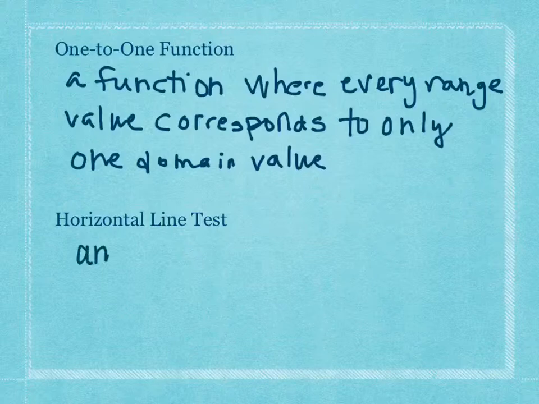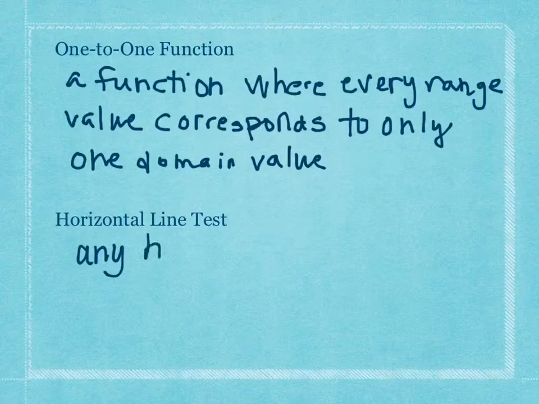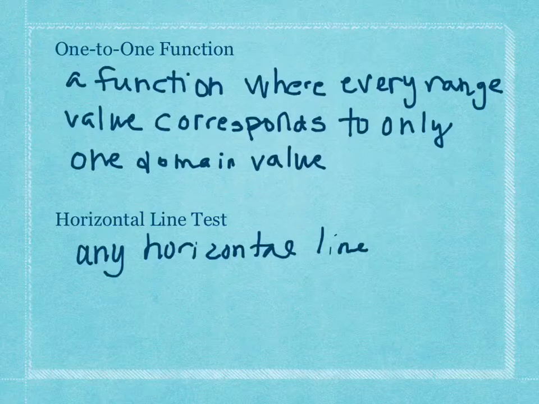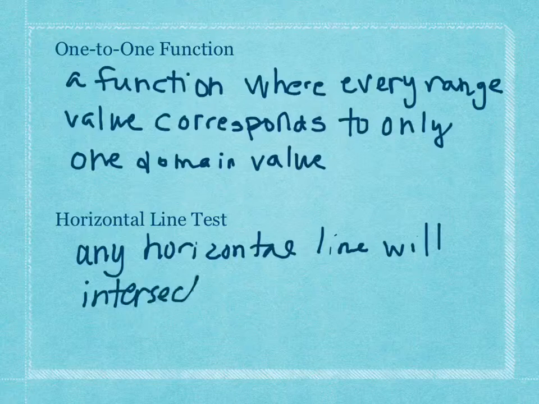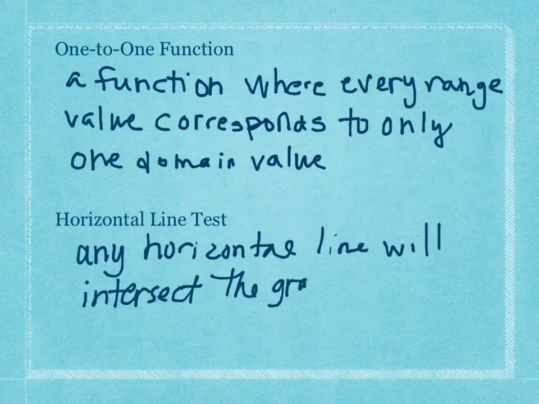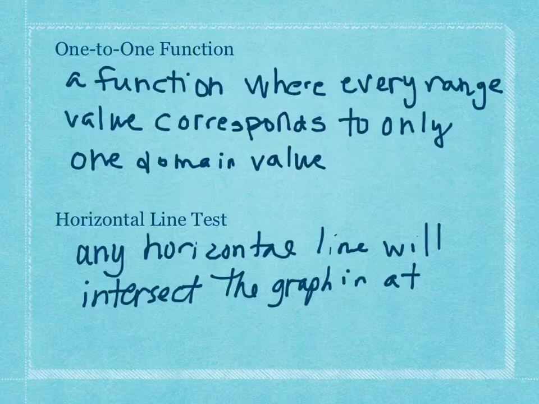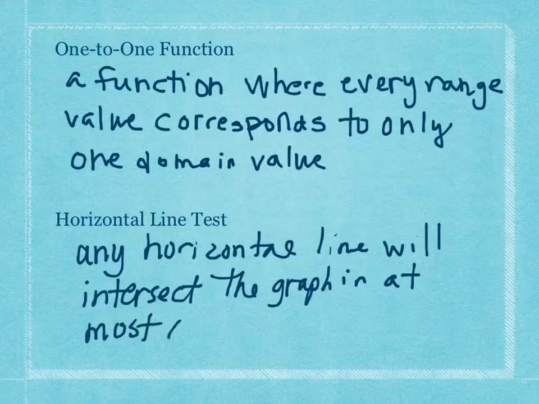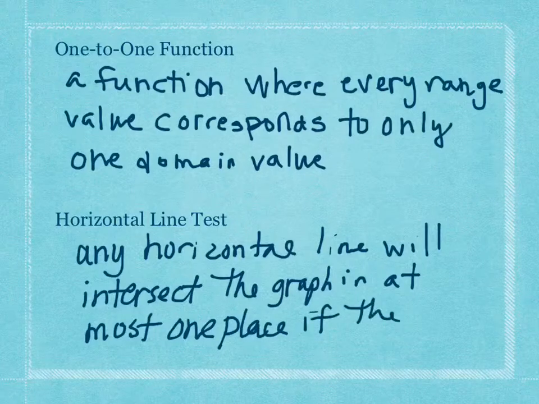So any horizontal line will intersect the graph in at most one place if the graph or the function is one-to-one.